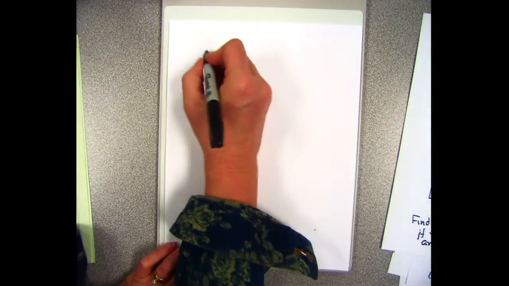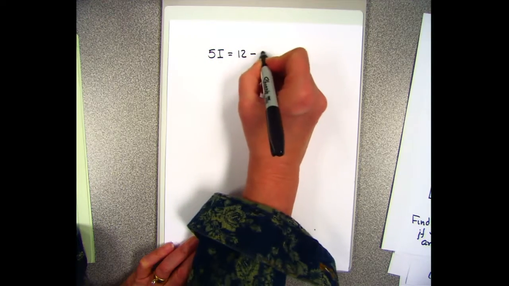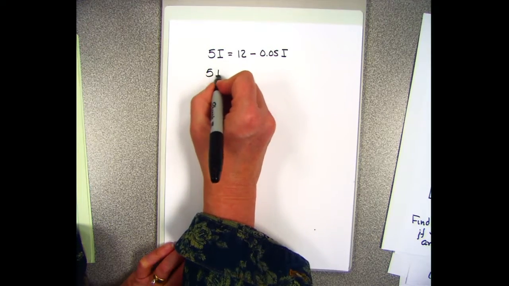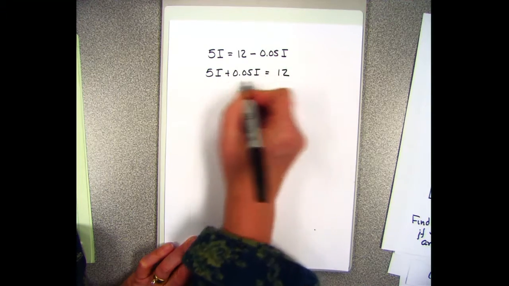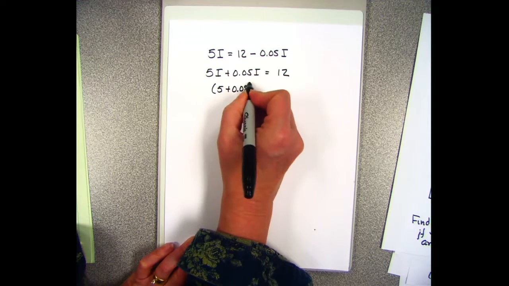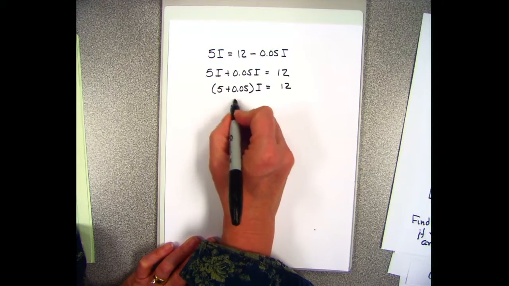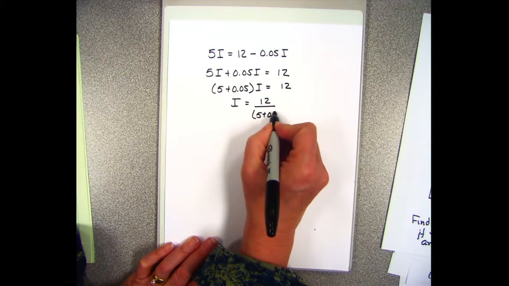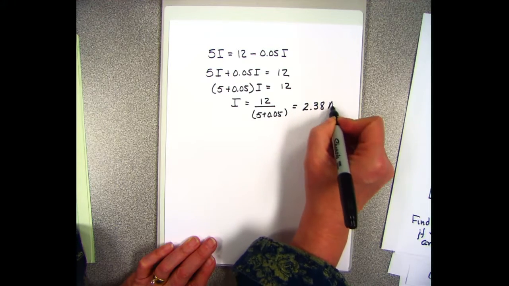So I'm going to rewrite this. I've got 5I is equal to 12 minus 0.05I. So I get 5I plus 0.05I is equal to 12. Factor out my I's. I get 5 plus 0.05 times I is equal to 12. So I'm going to get I is equal to 12 over 5 plus 0.05. And when I plug that in the calculator, I get 2.38 amps.